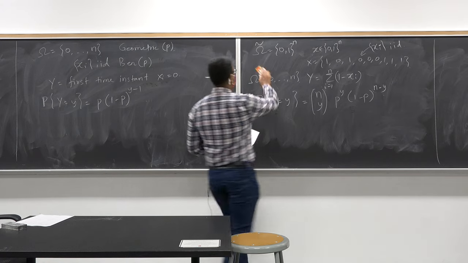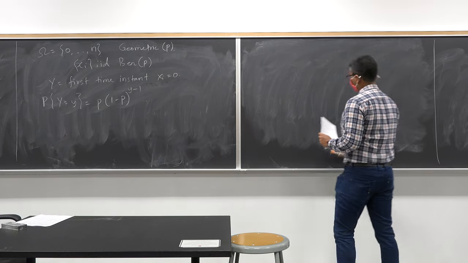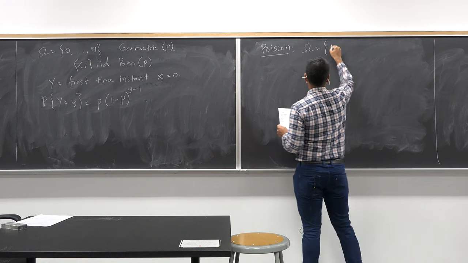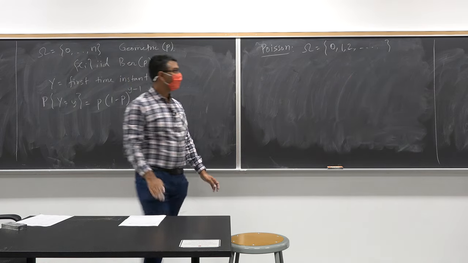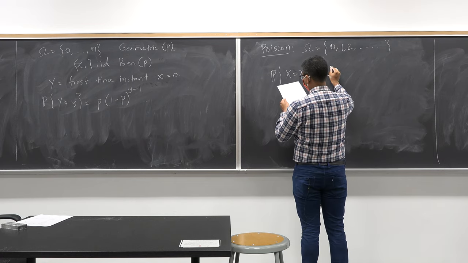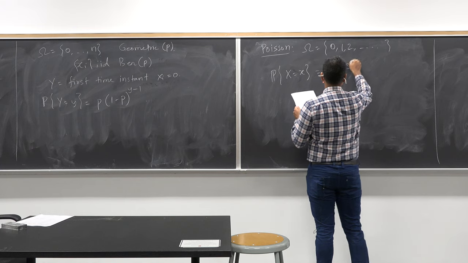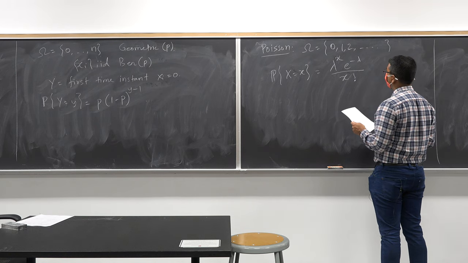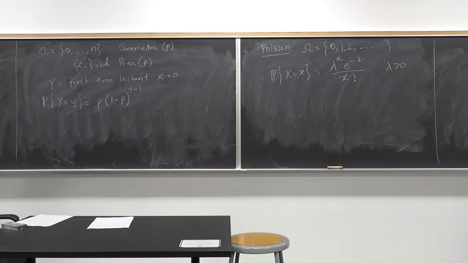The next distribution I want to talk about is Poisson distribution. Here omega is 0, 1, 2, and so on, all the way to infinity. And the probability that X is equal to x is given by lambda raised to x, e raised to minus lambda, over x factorial. Right, so lambda is greater than 0. That's the parameter that specifies Poisson distribution.